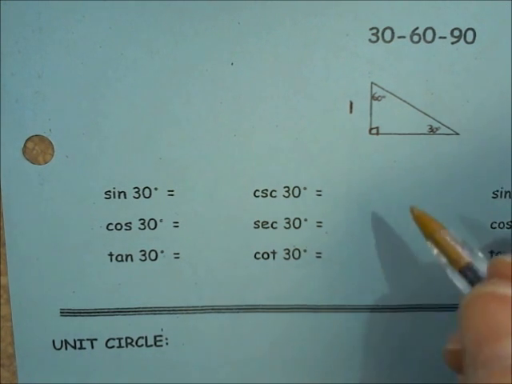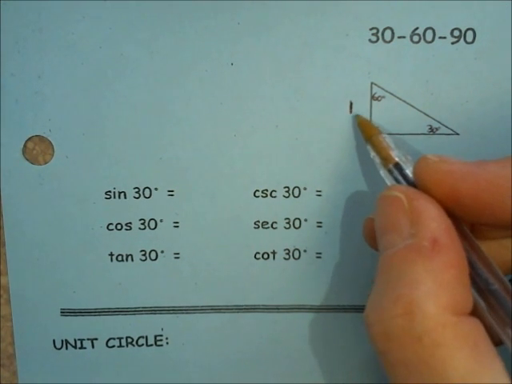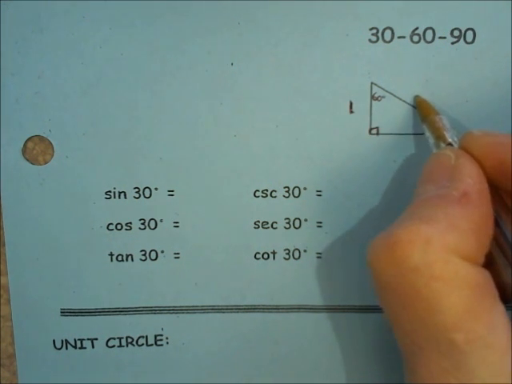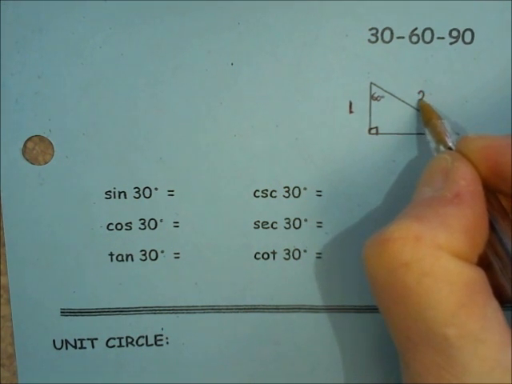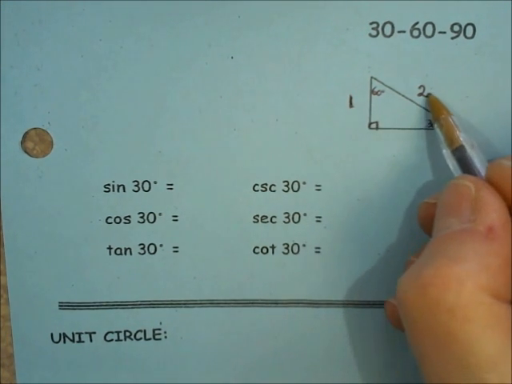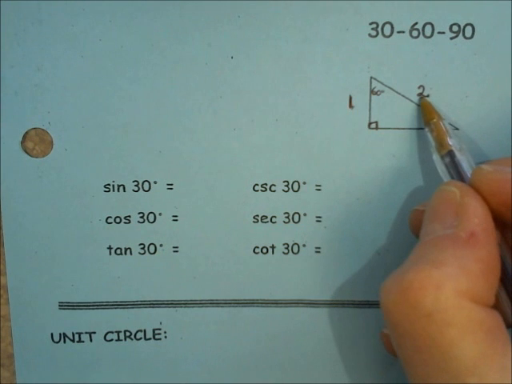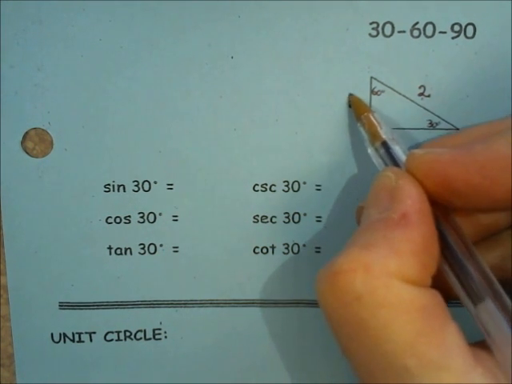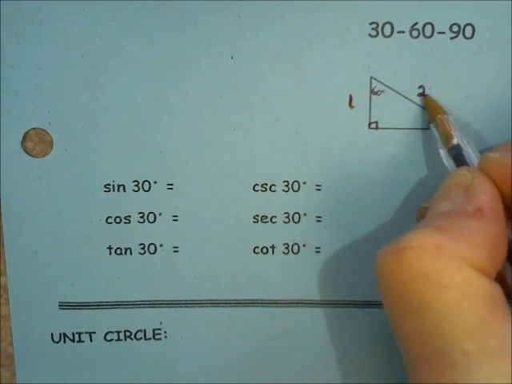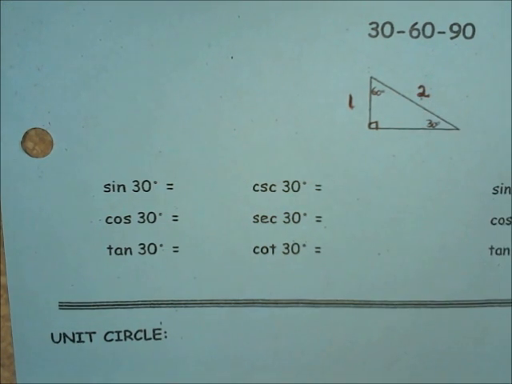And in a 30-60-90 degree angle triangle, the smallest side is 1, the largest side, which is the hypotenuse, is always twice that. If this is 2, this is 4. If this is 10, this is 20. So no matter what, the smallest side is half of the longest side. And the longest side, remember, is always the hypotenuse.